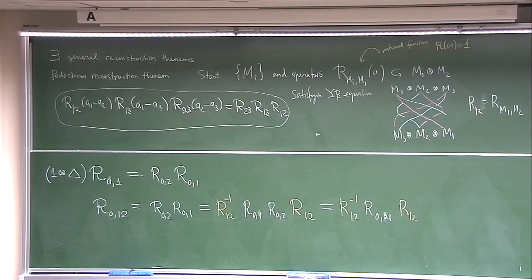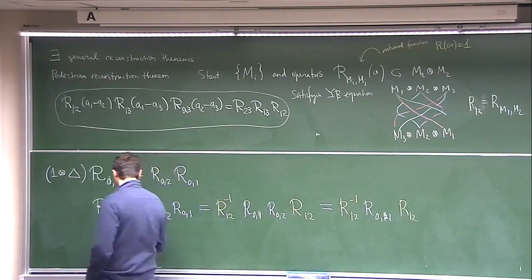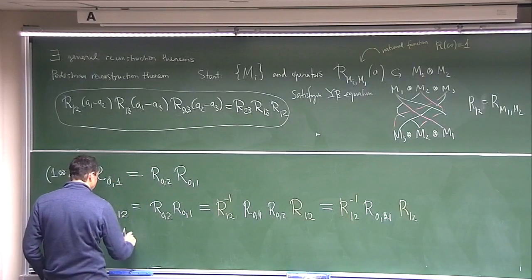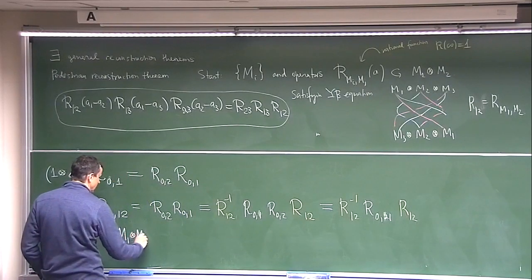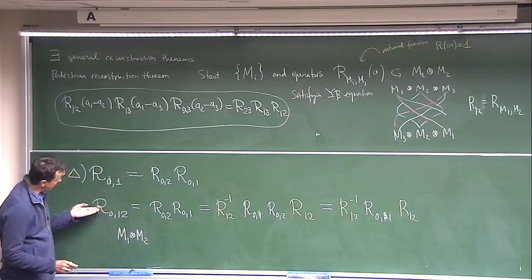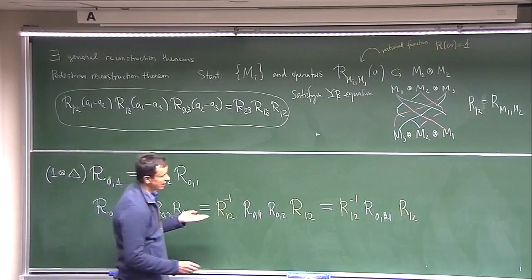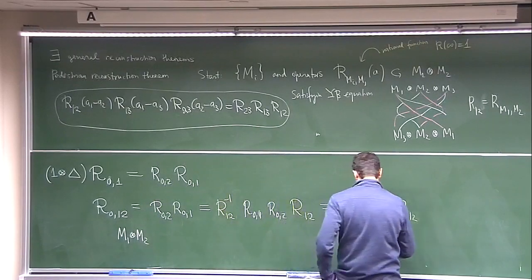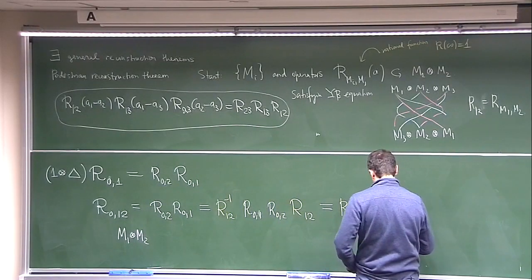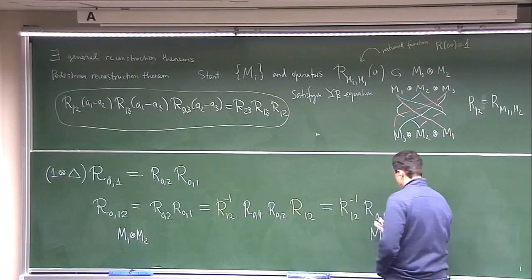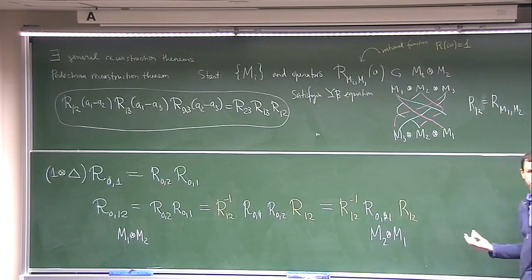That makes sense. This means that my module M1 tensor M2, my algebra acts on this module by the matrix coefficients of this. And if instead I'd like to act on this in the opposite way, then I have to apply the R matrix. So the R matrix is really the braiding for this category.